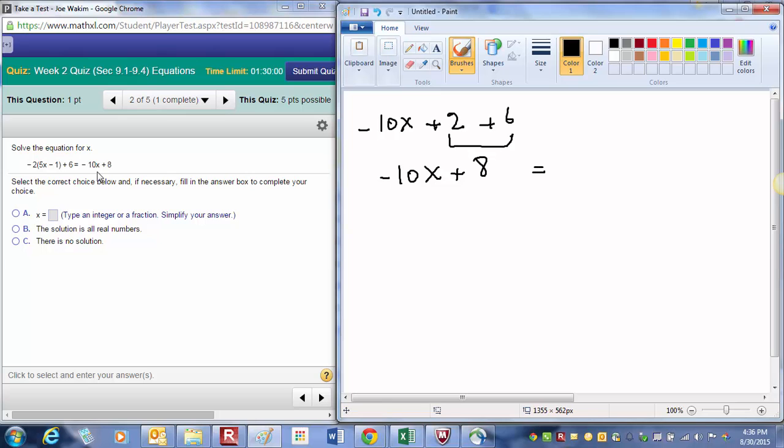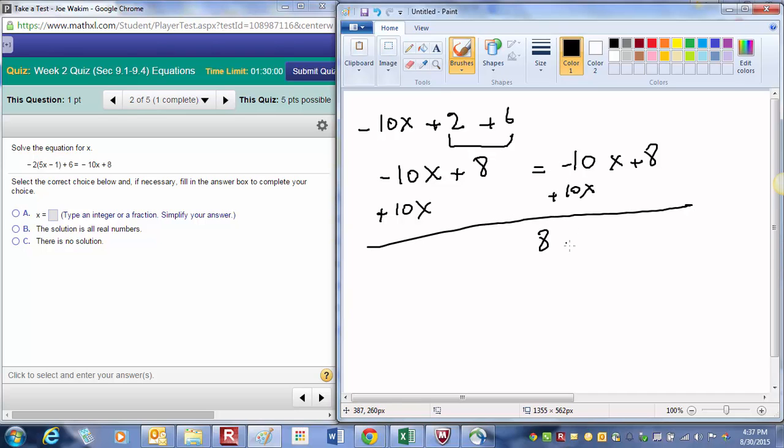Let's see, it is equal to negative 10x plus 8. So these are exactly the same on both sides. You have negative 10x plus 8 equals negative 10x plus 8. So if you just add 10x to both sides, then you're going to have 8 equals 8. And this is true for any value for x. So no matter what value of x, this is called an identity.